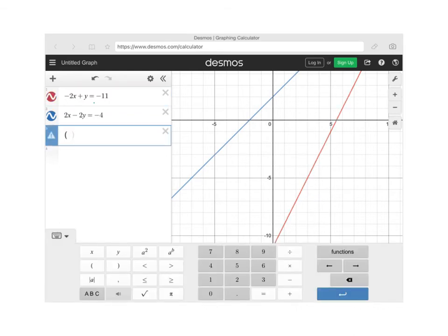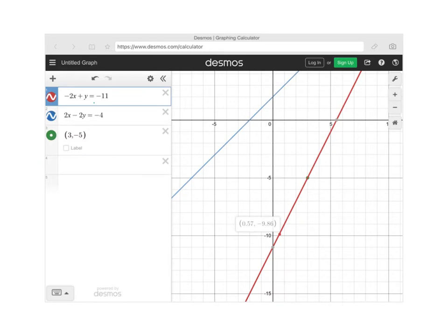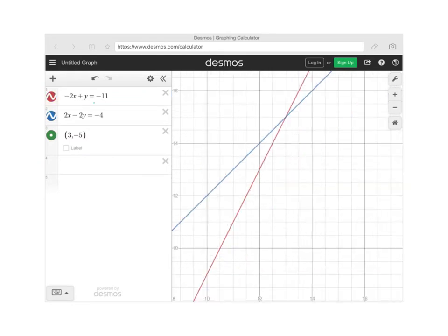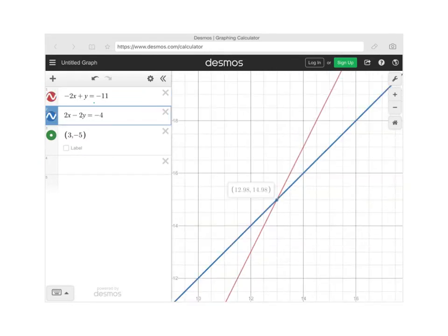So (3, -5), and you can see that it's on one of the lines, but not the other. The other thing you can do is zoom out and then zoom in to where they do intersect, and if you put your finger there, you can see what the solution is. In this case, it's (13, 15), which is definitely not (3, -5). Okay.